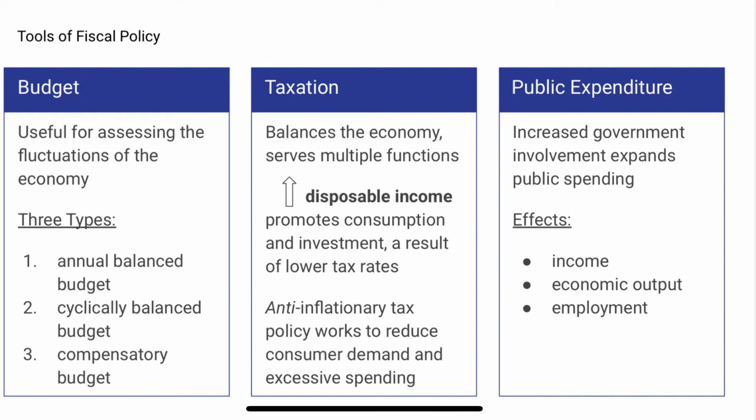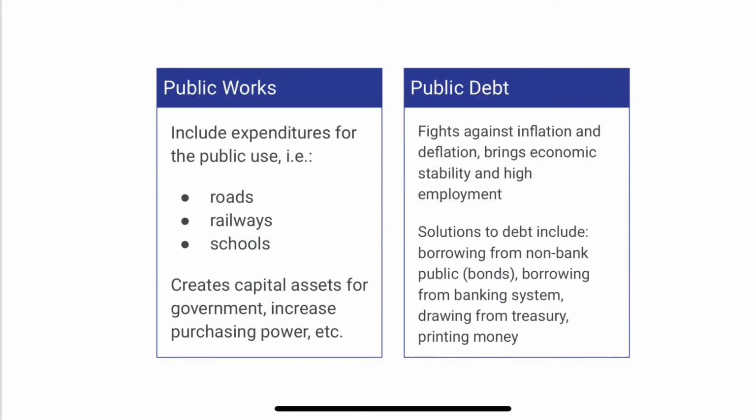Then we have public expenditures, which is increased government involvement, which expands public spending. So there are several effects such as income, economic output, and employment. And then we have public works, which includes expenditures for public use such as roads, railways, schools, etc. And then there's public debt, which fights against inflation and deflation, which brings economic stability and high employment.